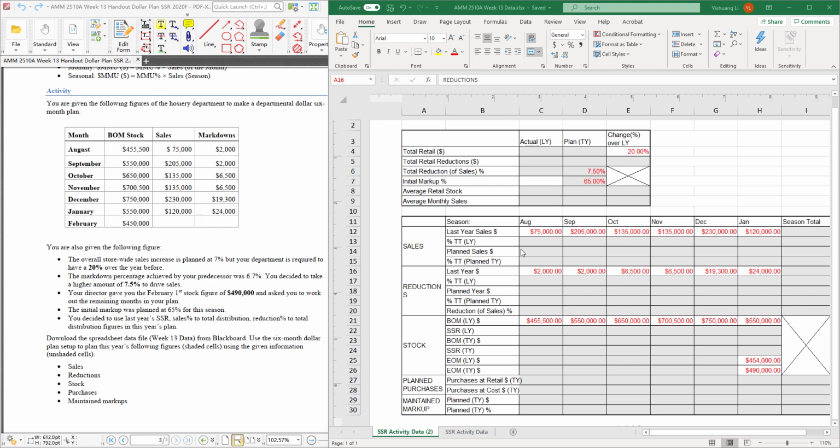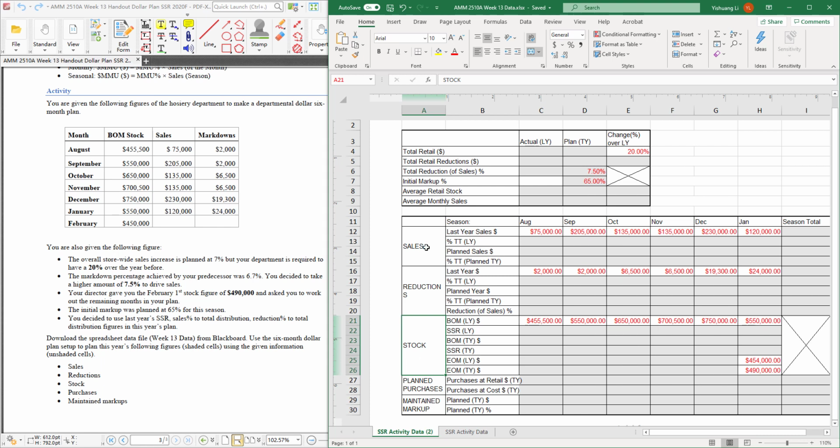We have a total numbers at the top of the big table, and we also have a huge 6-month plan table at the bottom. Okay. Within the 6-month plan table, we have several sections. We do have sales section, reductions section, stock, which includes BOMs and EOMs. We also have purchases and maintained markup sections too.